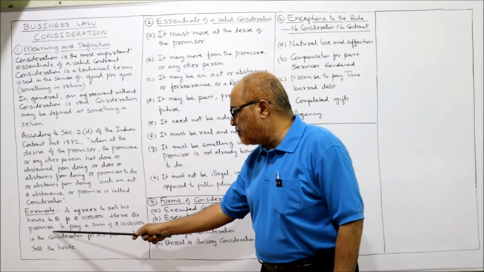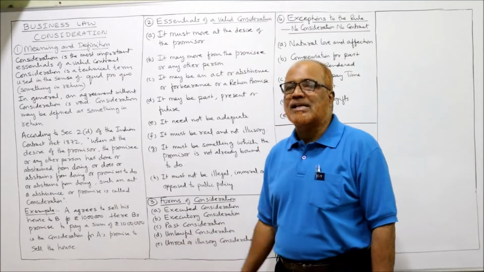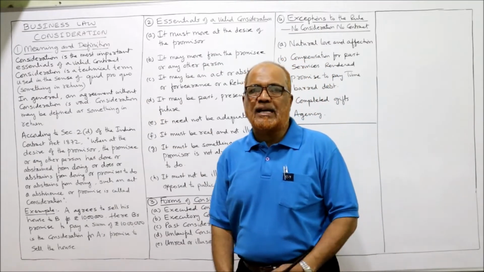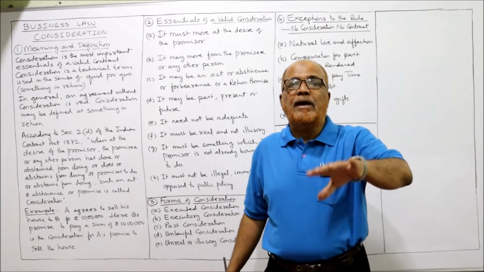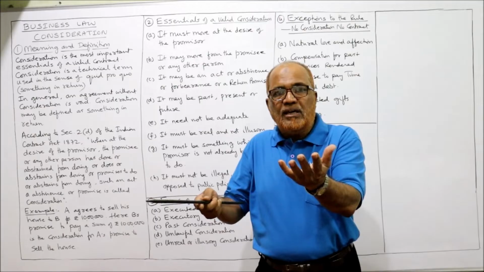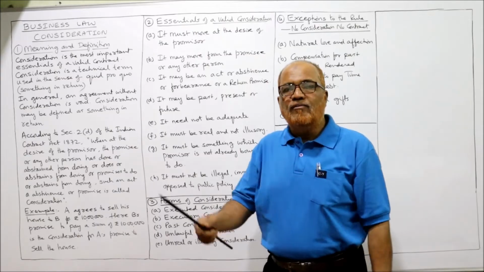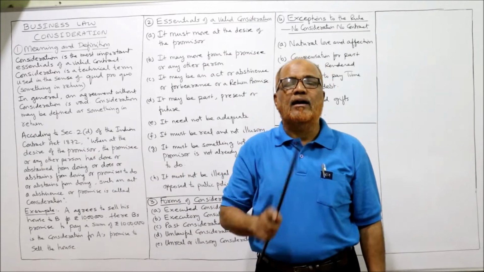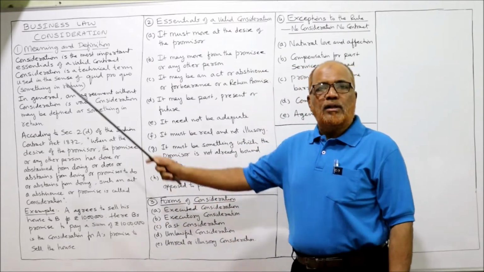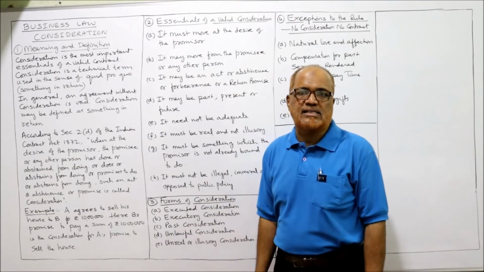Here B's promise to pay a sum of rupees 10 lakh is the consideration for A's promise to sell the house. A is promising that I will sell the house to B for rupees 10 lakh. B agrees that I will pay rupees 10 lakh to purchase the house. So this 10 lakh rupees which B is paying to A is the cost of the house. That is consideration. So far I have explained the meaning of the term consideration, its definition, along with an example.